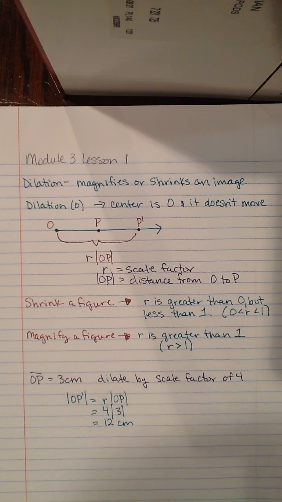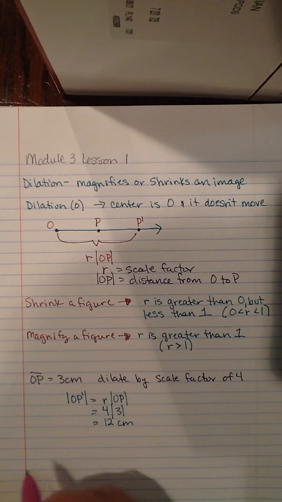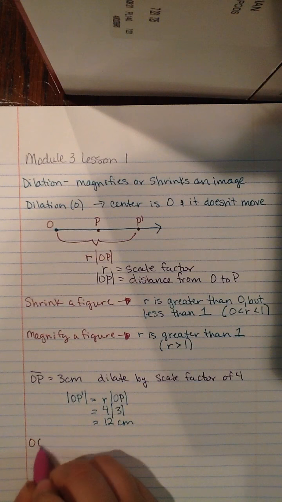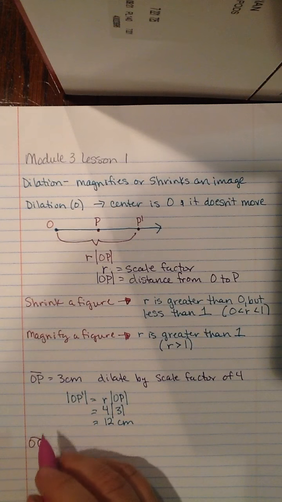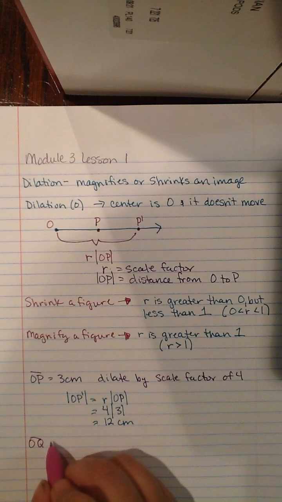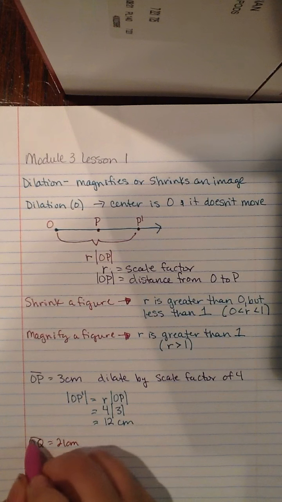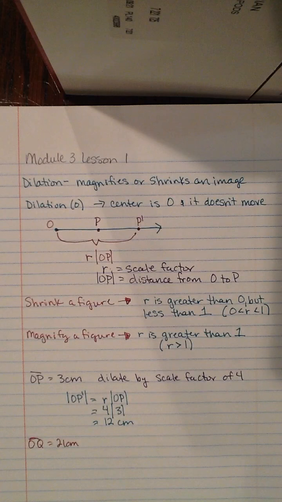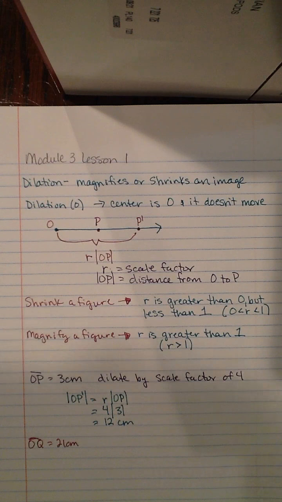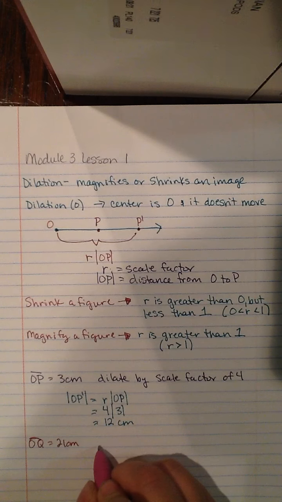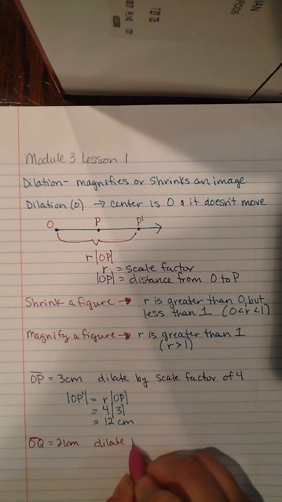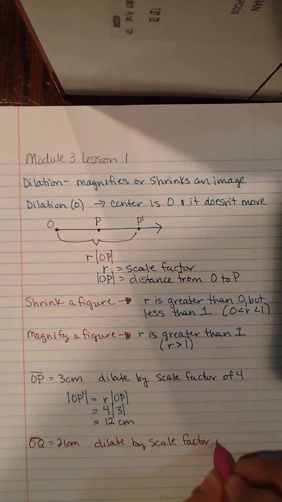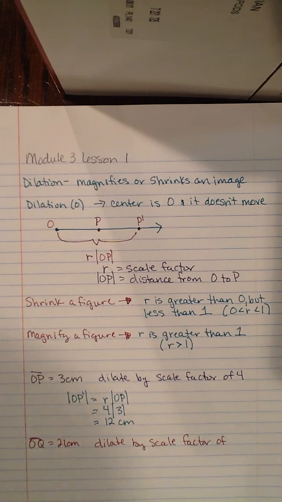Another example, we have OQ. Let's see this. OQ is 21 centimeters. Okay. And we're going to dilate it by a scale factor of 1/3.